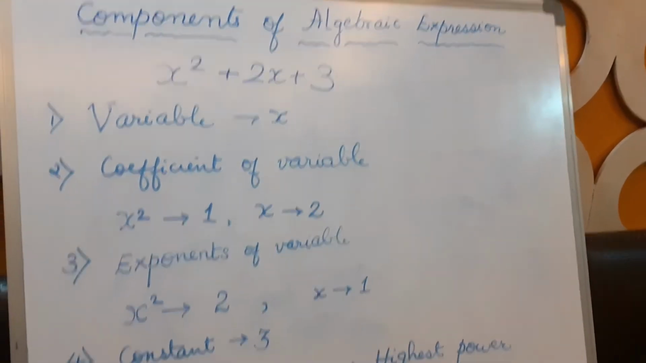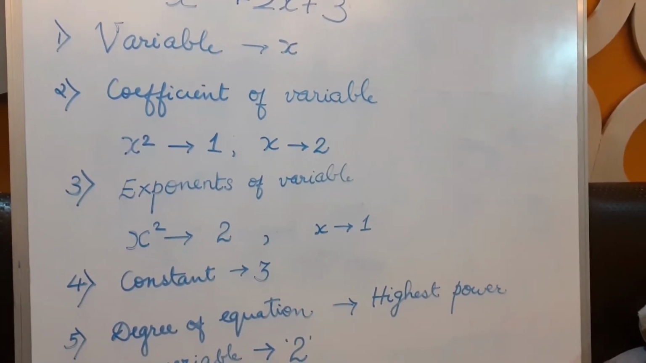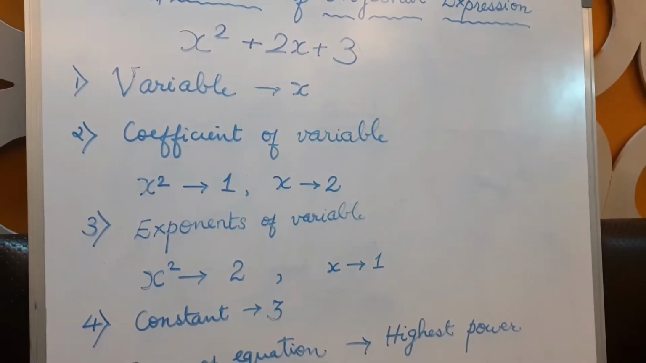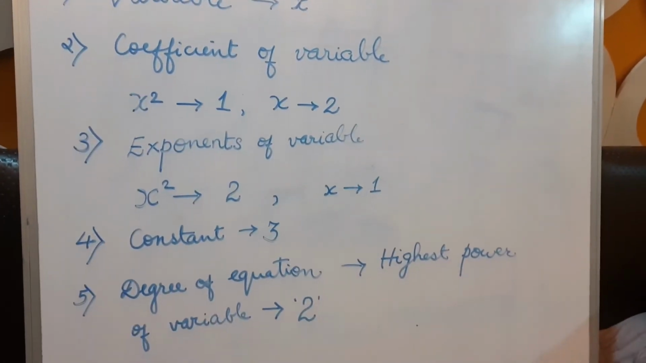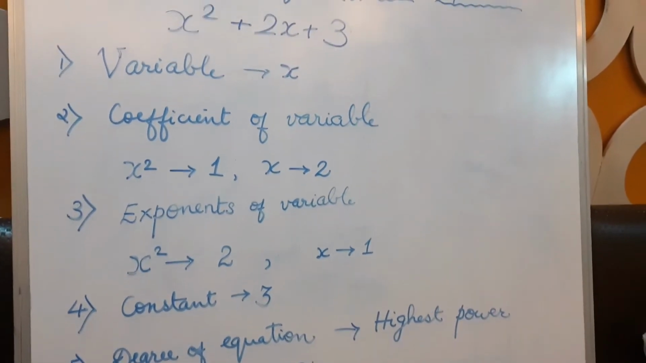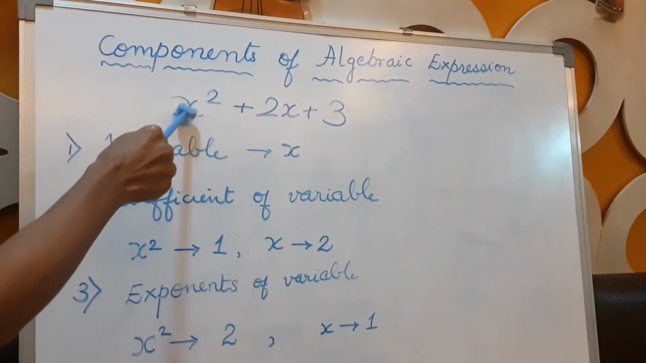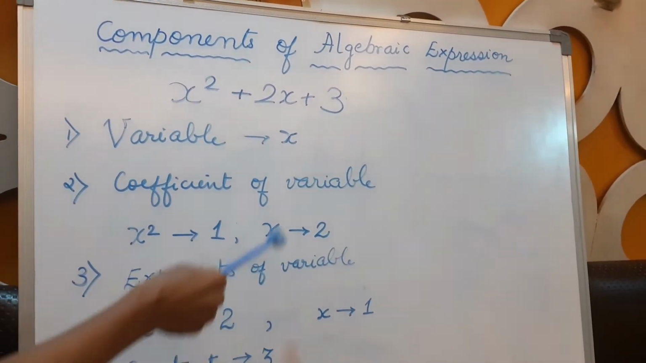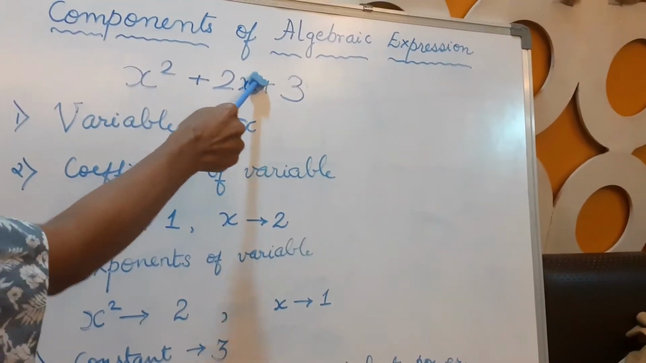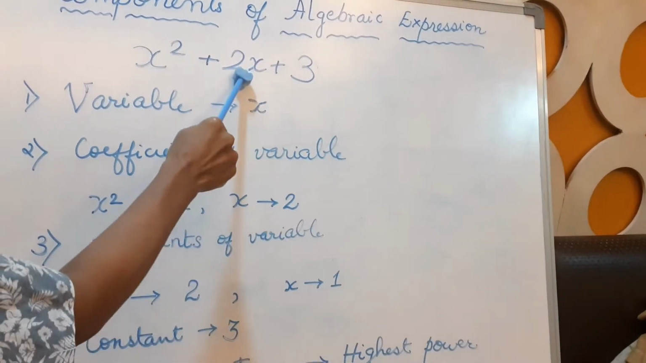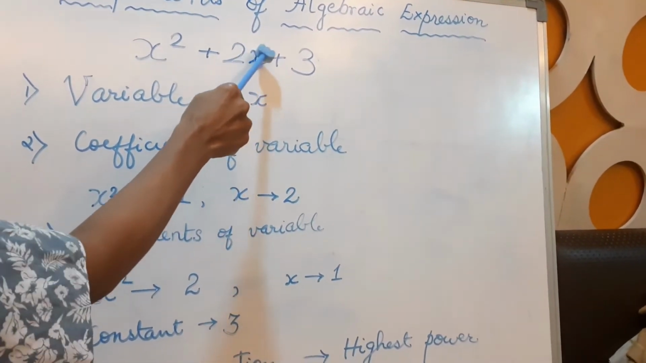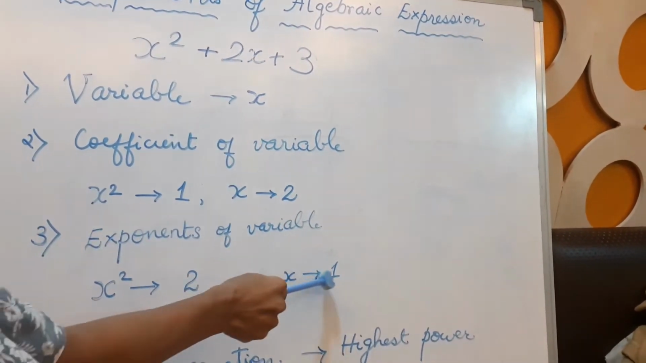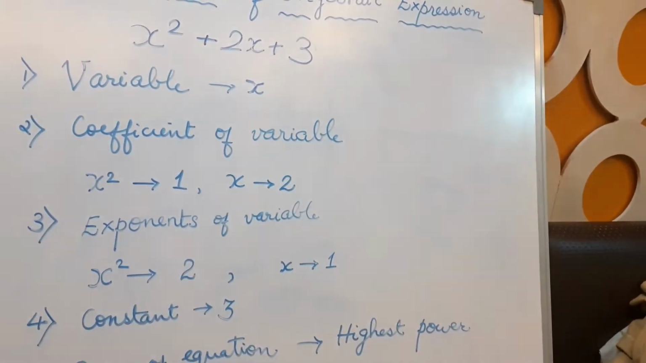Okay. The third part is called the exponent of variable. The exponent of variable is nothing but the power to which the variable is raised. Okay. So the power to which x square is raised is 2. That is what I have written here. And the power to which x is raised here is 1. Alright. The power to which 2x. So 2x raised to 1. So the power to which x is raised is 1. So that is the exponent of variable.